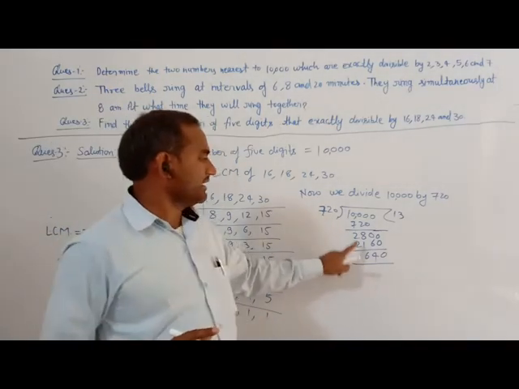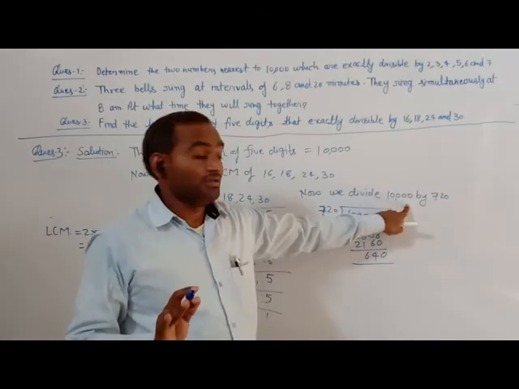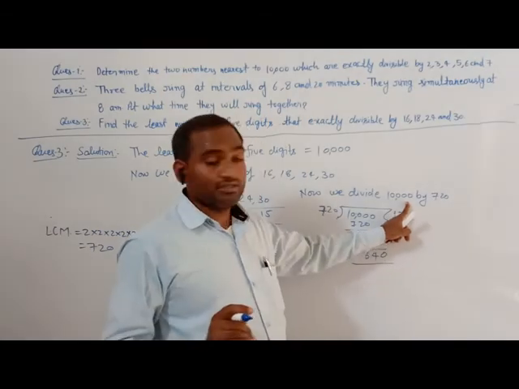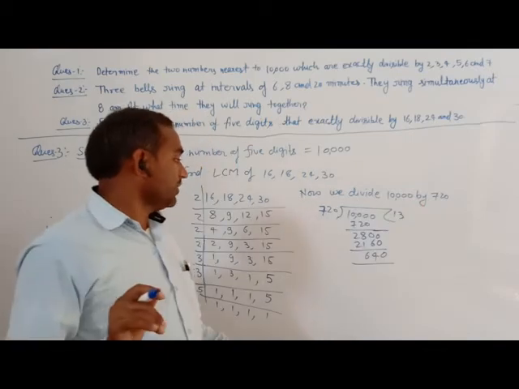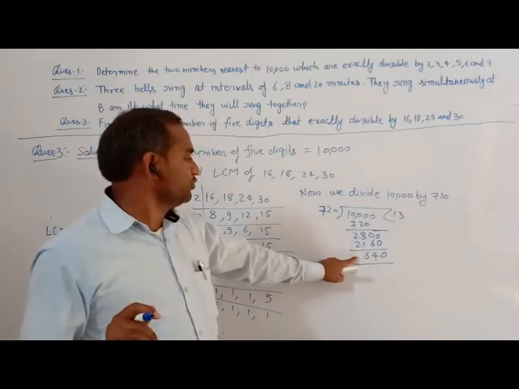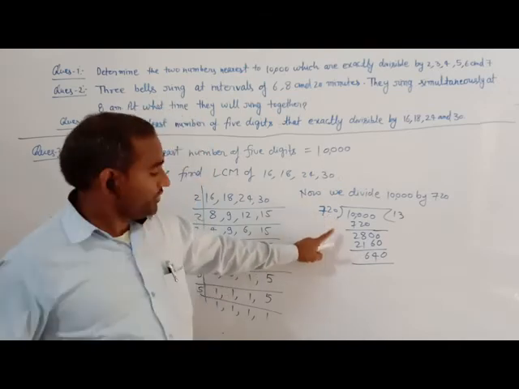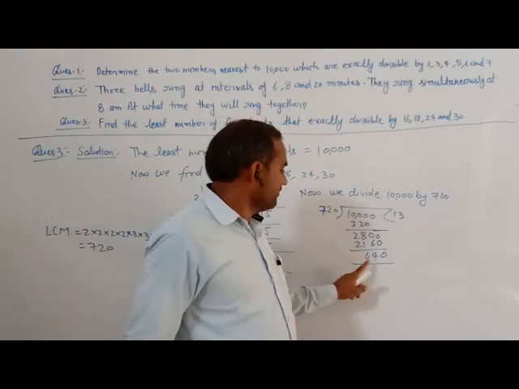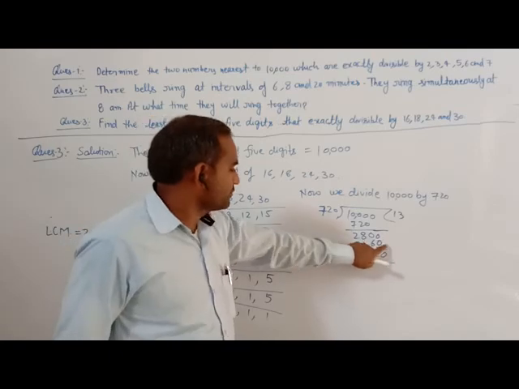640 is the remainder. But here 10,000 is the least 5-digit number. If you subtract 1 from this number, it will convert into a 4-digit number. So this remainder should be equal to 720 to make it divisible, so the remainder should be 0.